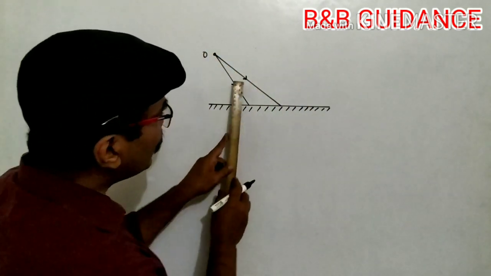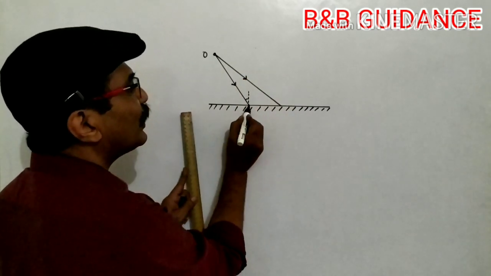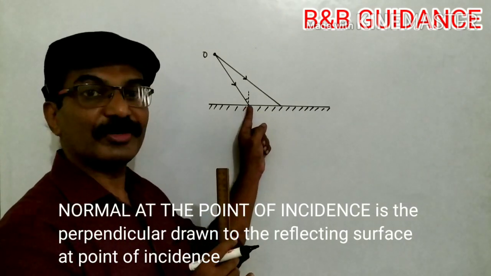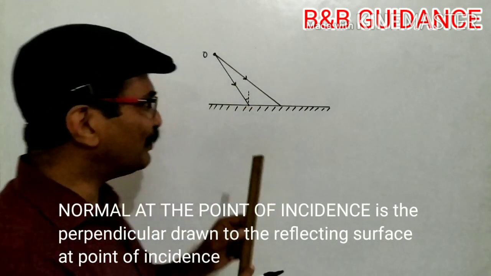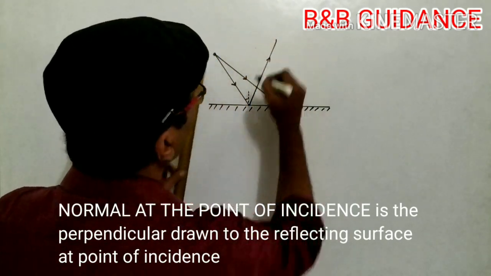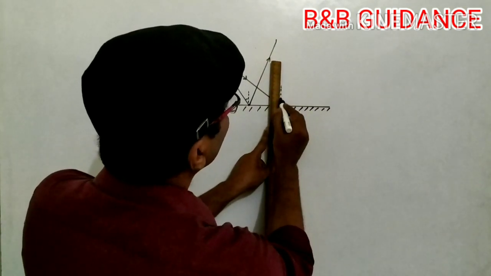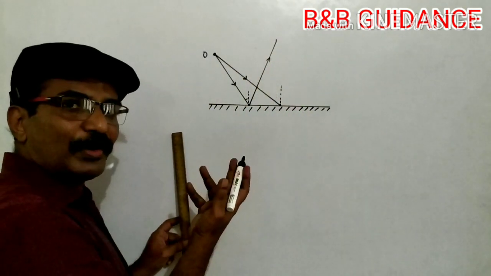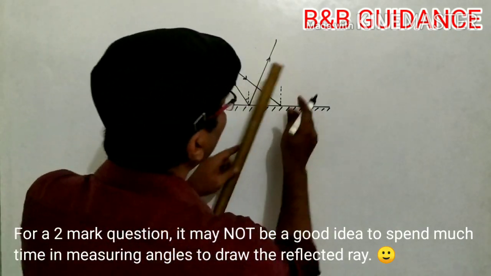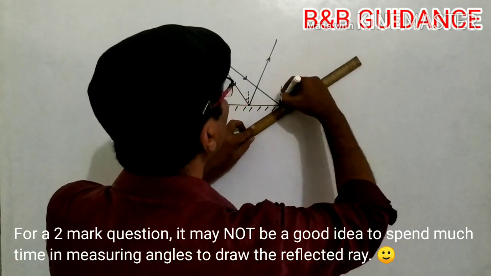So you know that here this angle is the angle of incidence. What I have drawn here with the dotted line is the normal at the point of incidence, right? So what will you do? You will make the reflected ray like this. Sometimes you will show this normal at the point of incidence, or you may not show. Doesn't matter. And the reflected ray you will draw.